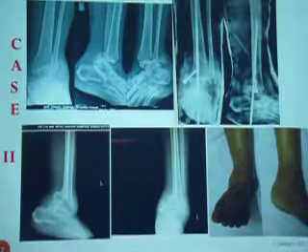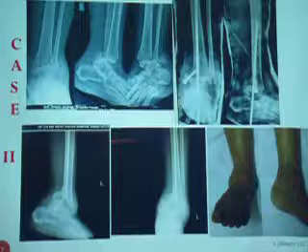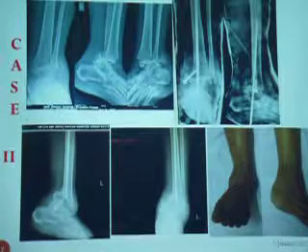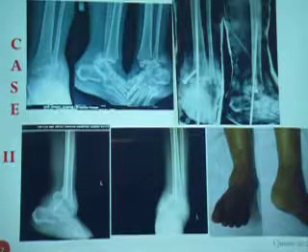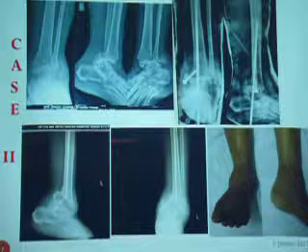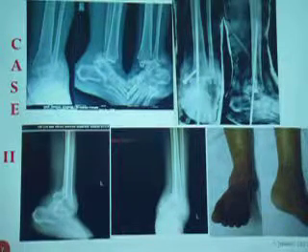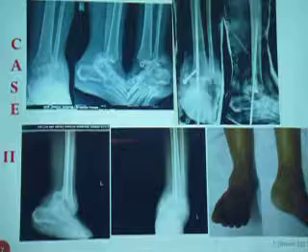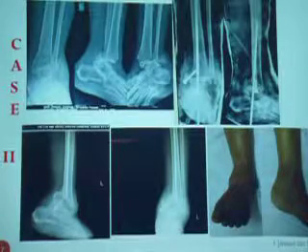So this is what happens if you don't tackle it properly the first time, and that is what you should always remember. These 2 cases demonstrate that it's extremely important to tackle the injuries properly primarily.